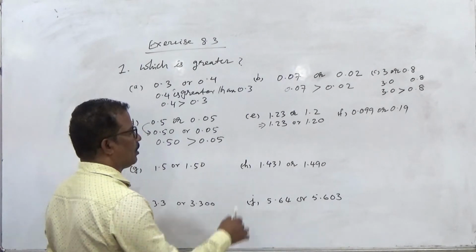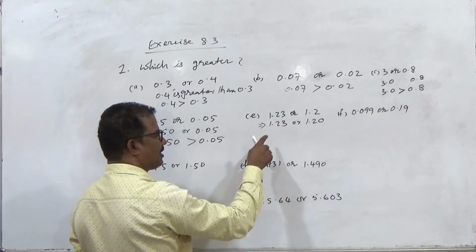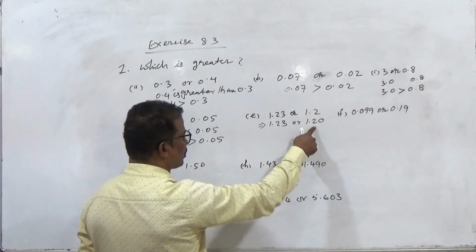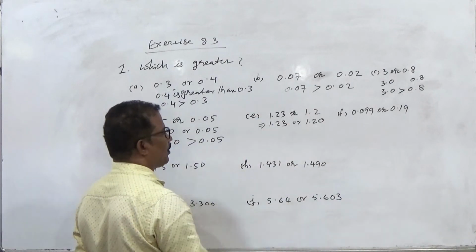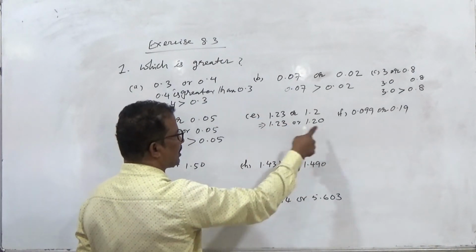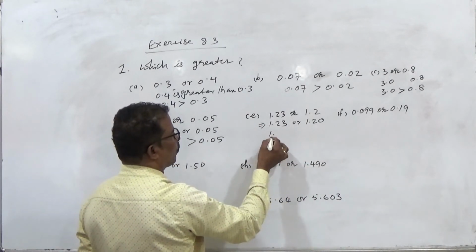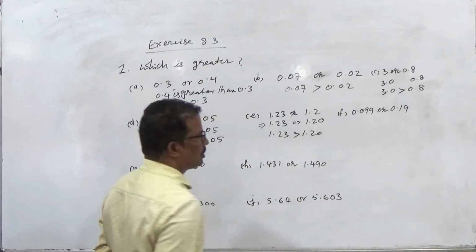Now we can compare. In the whole part 1 is there in both, so we have to go with the next place, the decimal place. In the 10th place it is 2, here also 2. We have to compare the next place. In the 100th place it is 3, and here 0. That means this number is bigger than this. So we can say 1.23 is greater than 1.20.